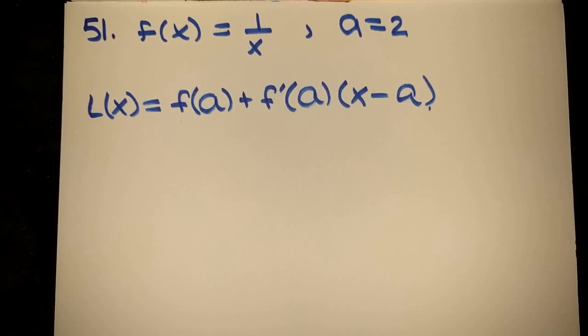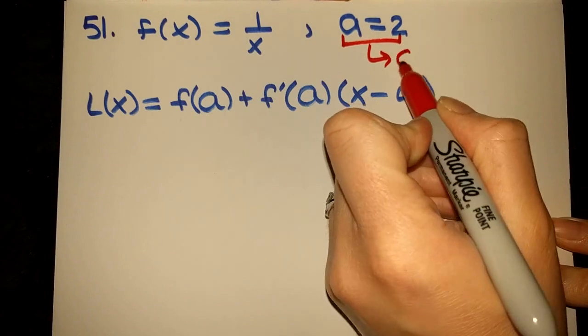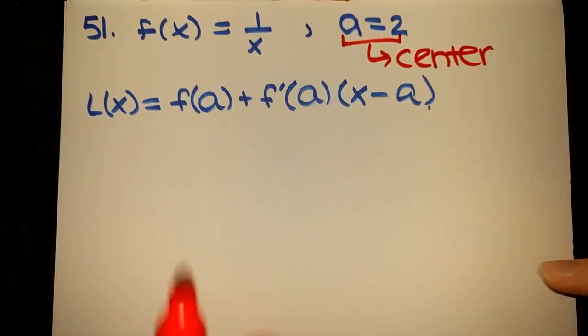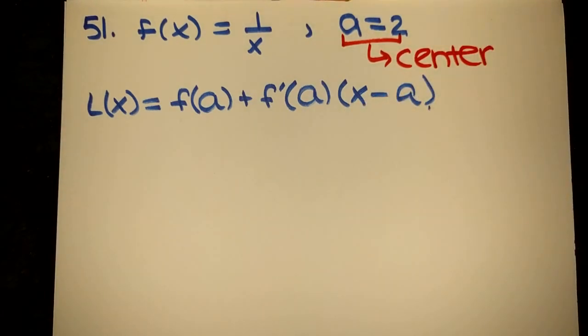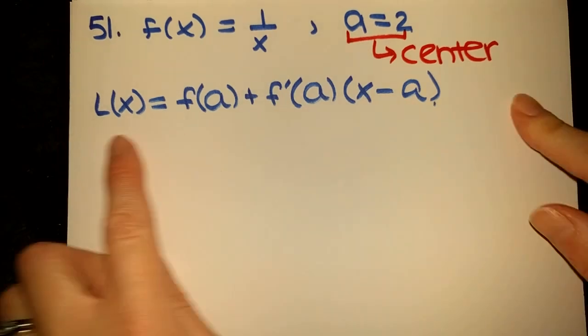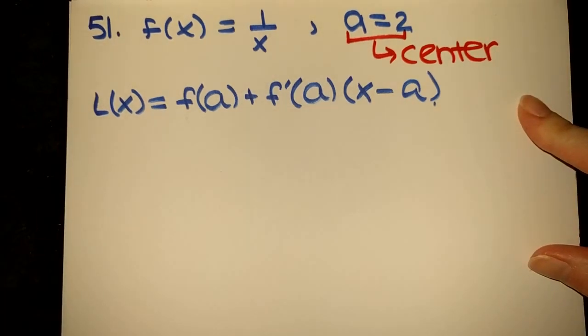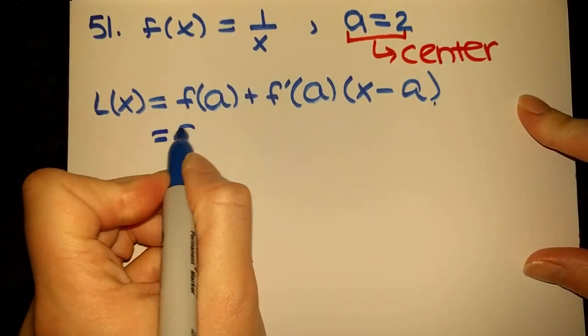So we have our f of x is equal to 1 over x, and then a is equal to 2. Remember that we formally refer to that as the center of the linearization. So one thing that you could do is you could memorize the formula for the linearization and then plug in a is equal to 2, the center.